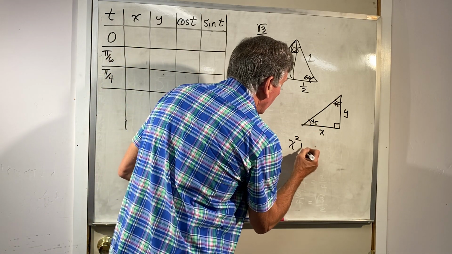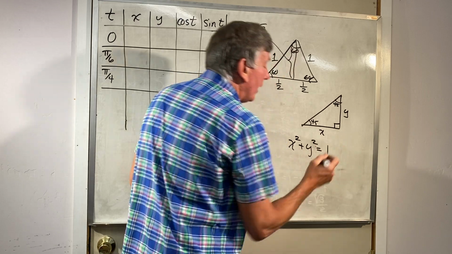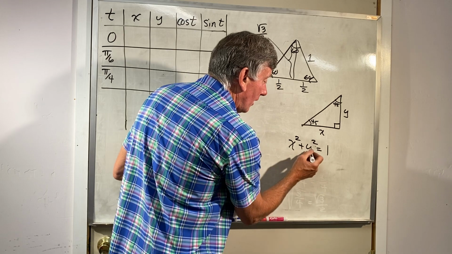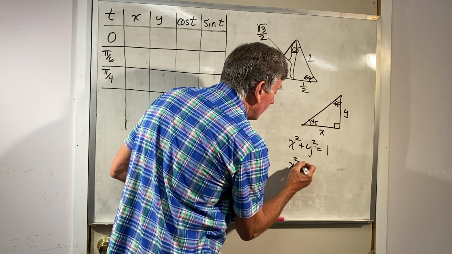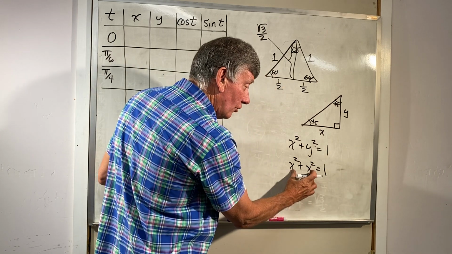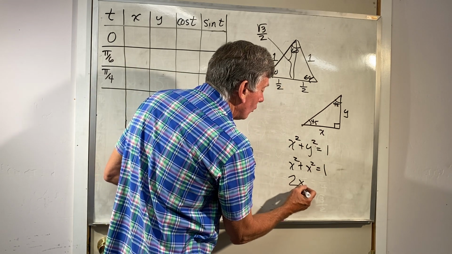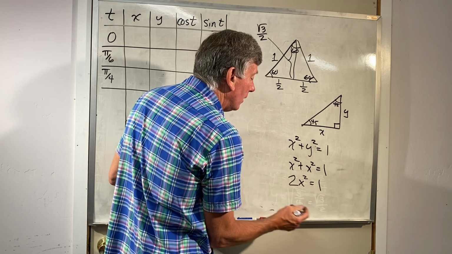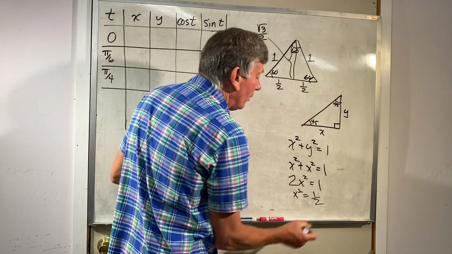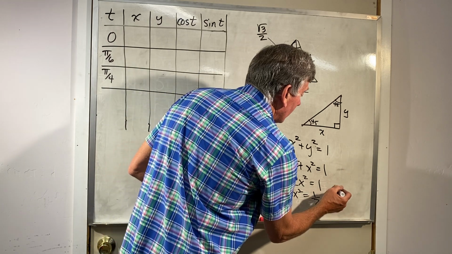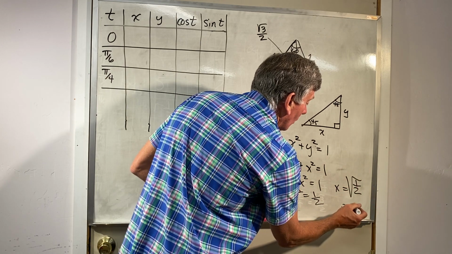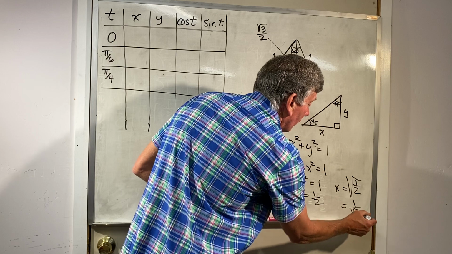If I know that x squared plus y squared is equal to 1, which is true for this situation, then I'm going to substitute x equal to y, and I'm going to get x squared plus x squared is equal to 1. I've got two of these guys, so I'm going to write it like that. 2x squared is equal to 1. That means that x squared is equal to 1/2. And that means that x is equal to the square root of 1/2, which is 1 over the square root of 2.